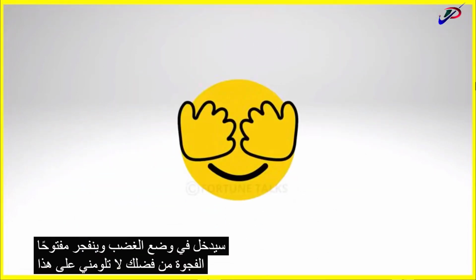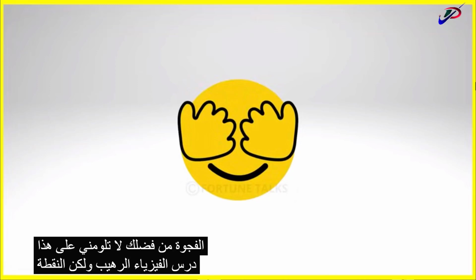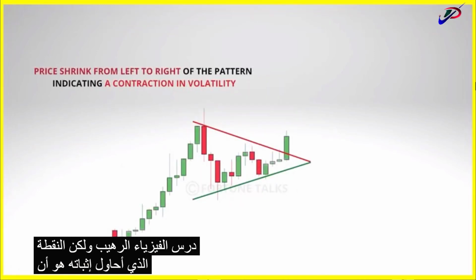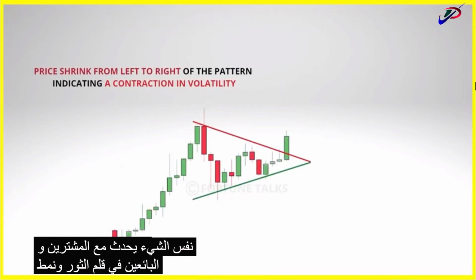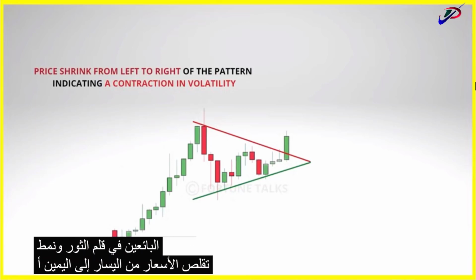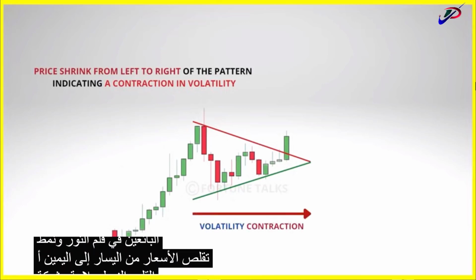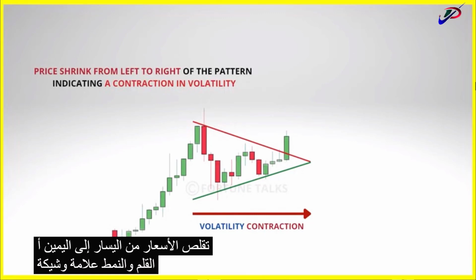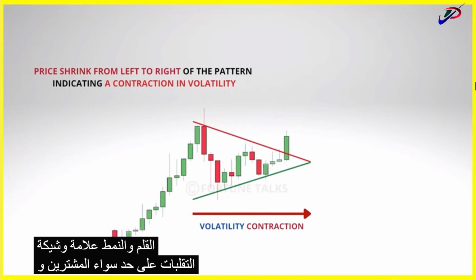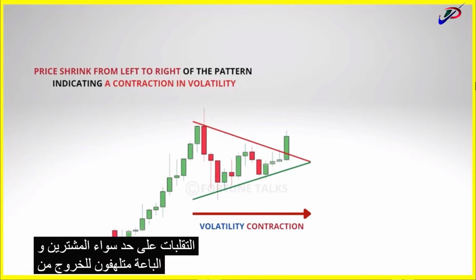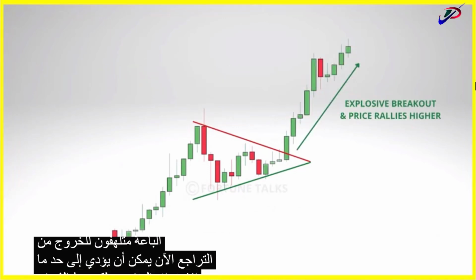Please don't blame me for this terrible physics lesson, but the point that I'm trying to prove is that the same thing happens with buyers and sellers in a bull pennant pattern. The shrinking prices from left to right of a pennant pattern is a sign of impending volatility, as both the buyers and sellers are itching to get out of the pullback. Now this can result in a rather explosive breakout.